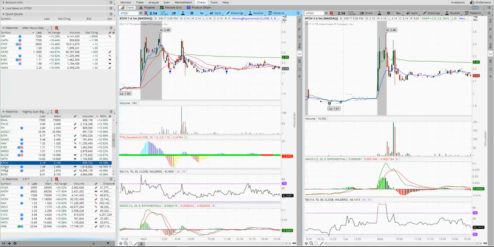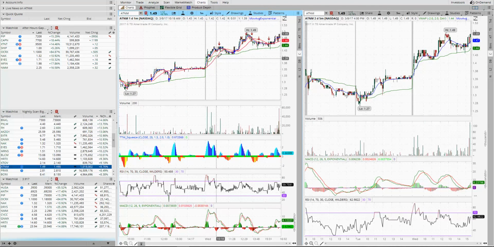KTOV. Nope, I don't like the chart. AT. And it is kind of holding its highs. I don't like the chart though. It's pretty choppy.